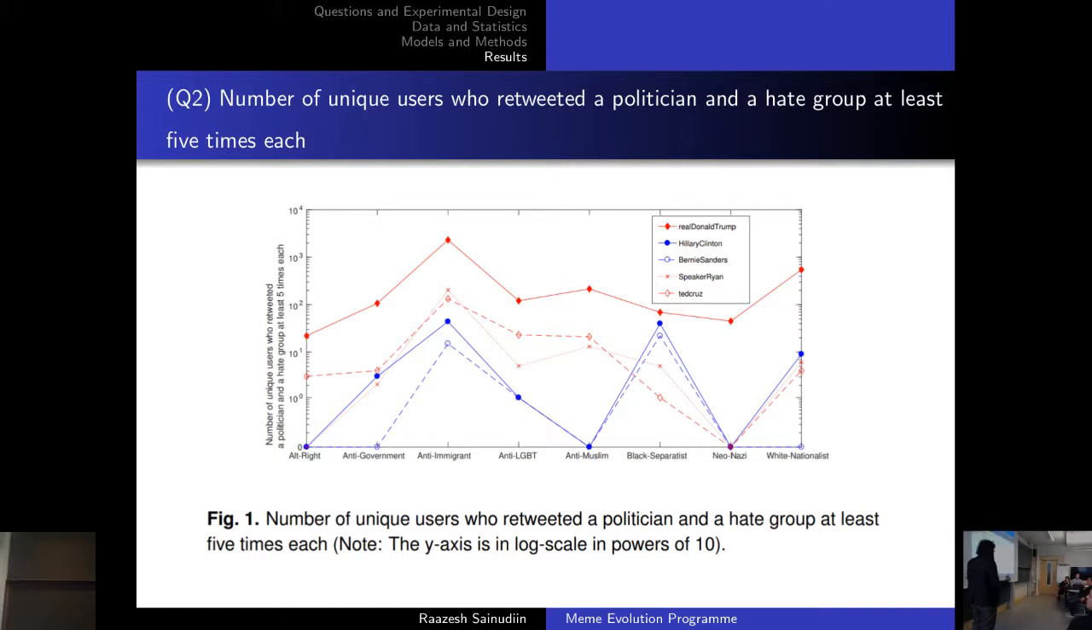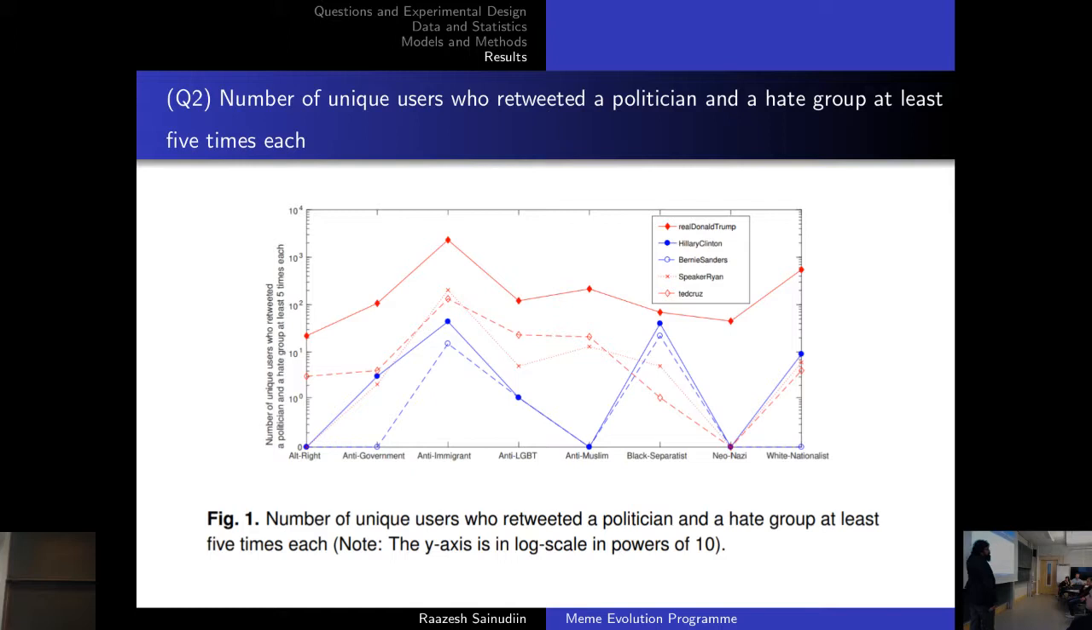So we go 1 degree deeper and ask what's the number of unique users who retweeted a politician and a hate group at least 5 times each, right? This is a very strong signal. These are people retweeting once a fortnight in the 9-week period at least, and they're retweeting at least one politician and one of these 80-some hate group accounts. And what you notice is that for Trump, it's a lot higher than others, right? So for alt-right, anti-government, anti-immigrant, anti-LGBT, anti-Muslim, and so on.